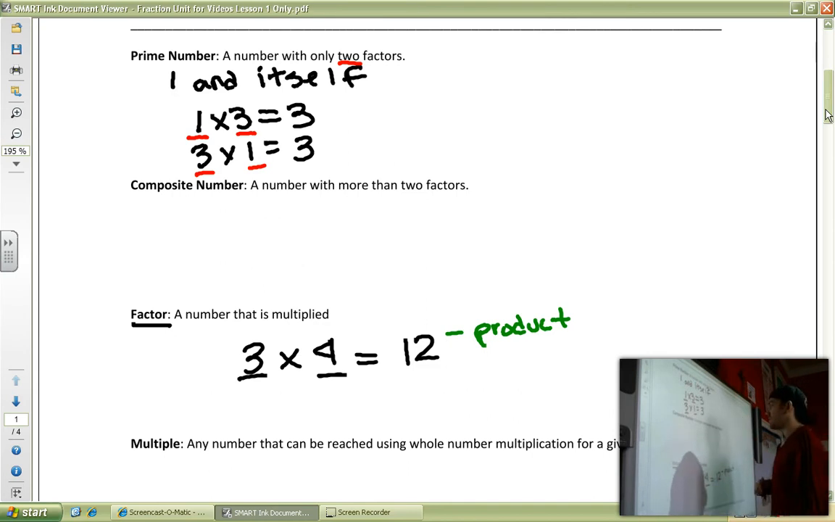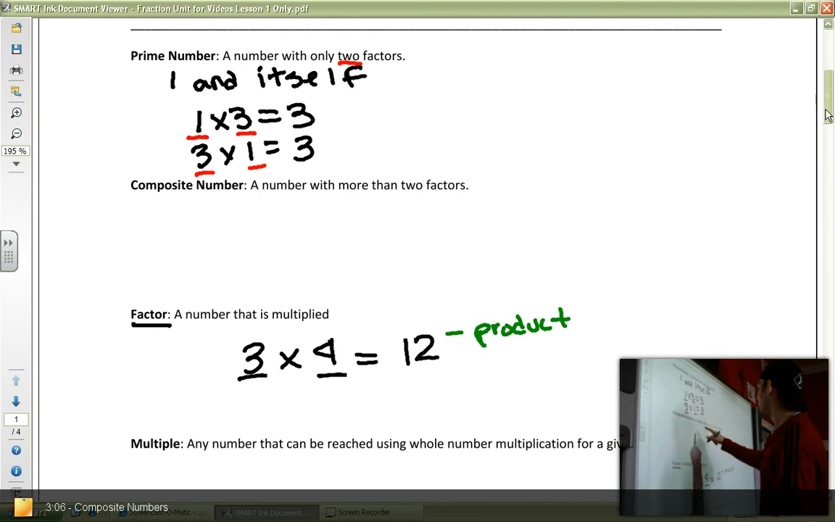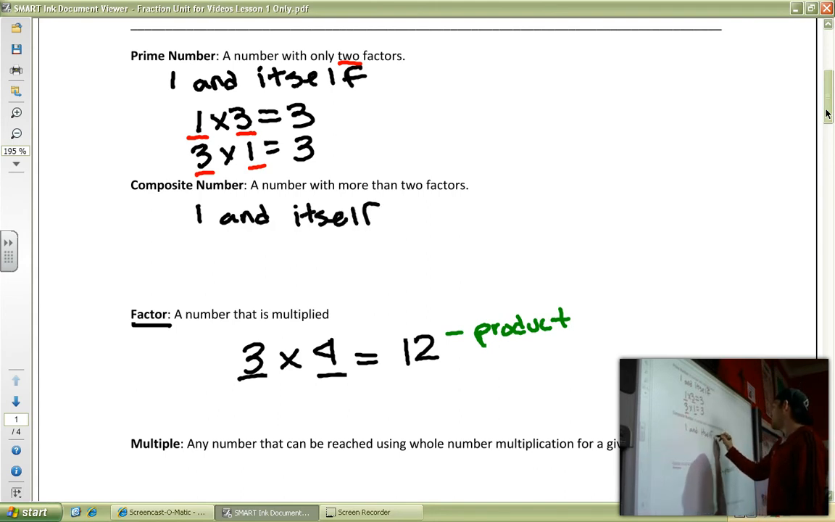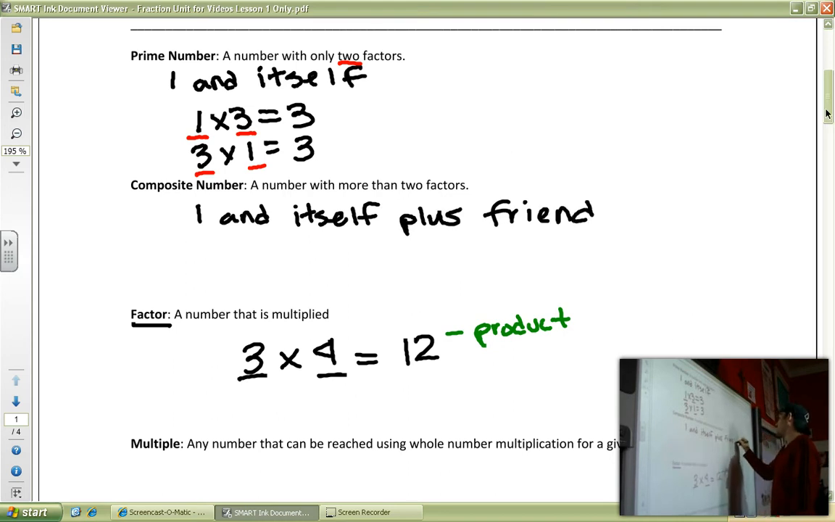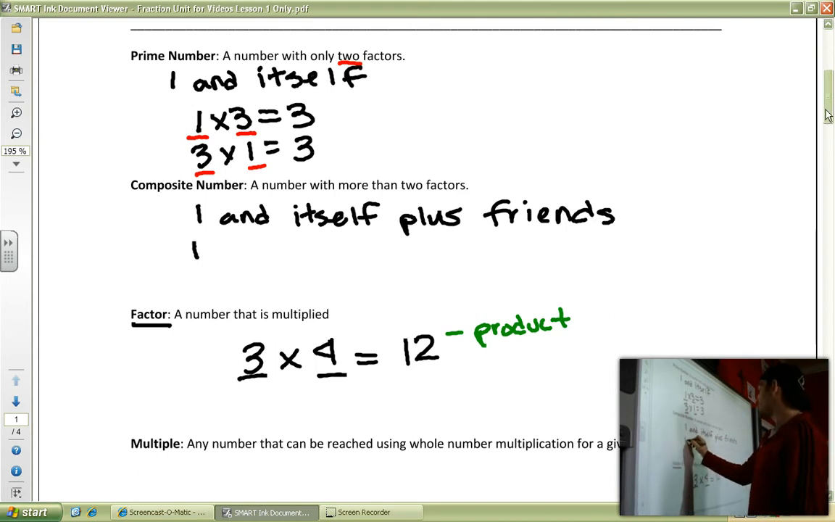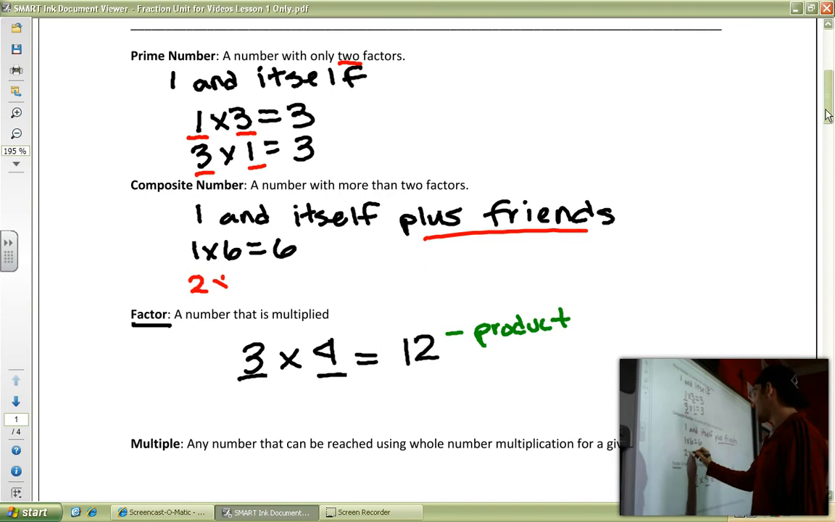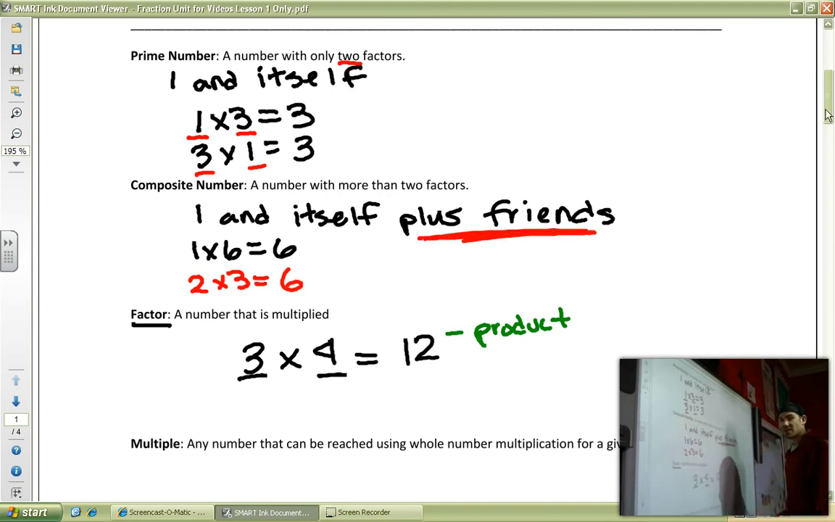1 and itself. Next up, we've got composite numbers. A composite number is still going to have that 1 and itself, but it's also going to bring its friends, invite some people over to hang out, okay? So I want to look at 6. It's a very easy one. 1 times 6 equals 6. There's our 1 and itself portion, okay? But now I'm going to do the plus friends, and that's going to be 2 times 3 equals 6. This plus friends section right there, that's what's going to make it a composite number, okay?